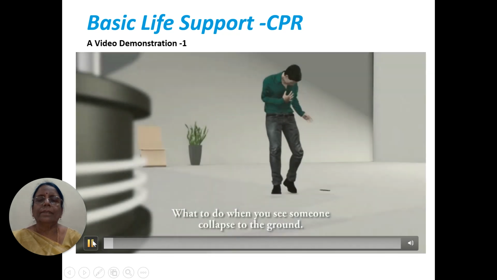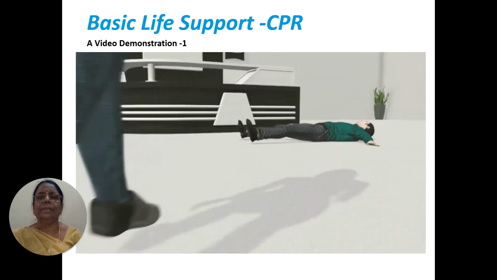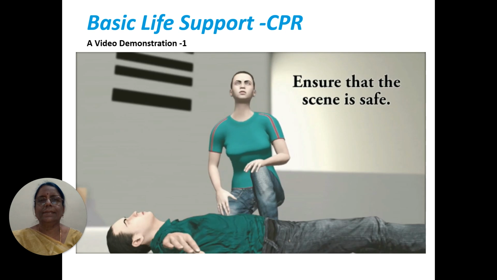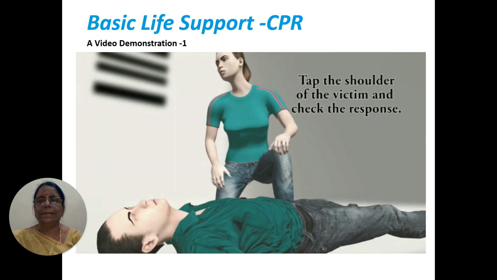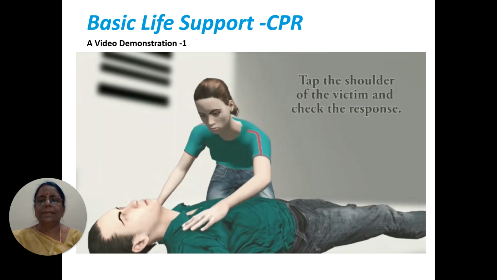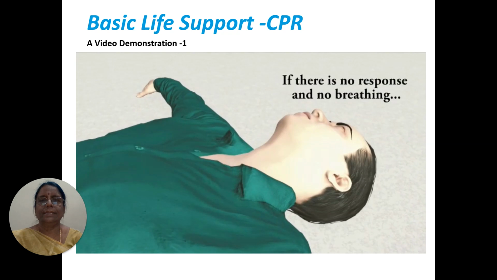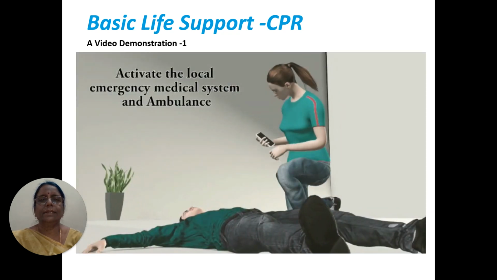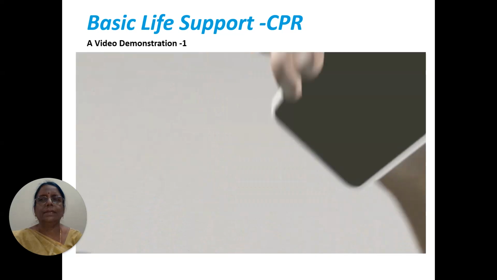What to do when you see someone collapse to the ground. Ensure that the scene is safe. Tap the shoulder of the victim and check the response. If there is no response and no breathing, call for help. Activate the local emergency medical system and ambulance.